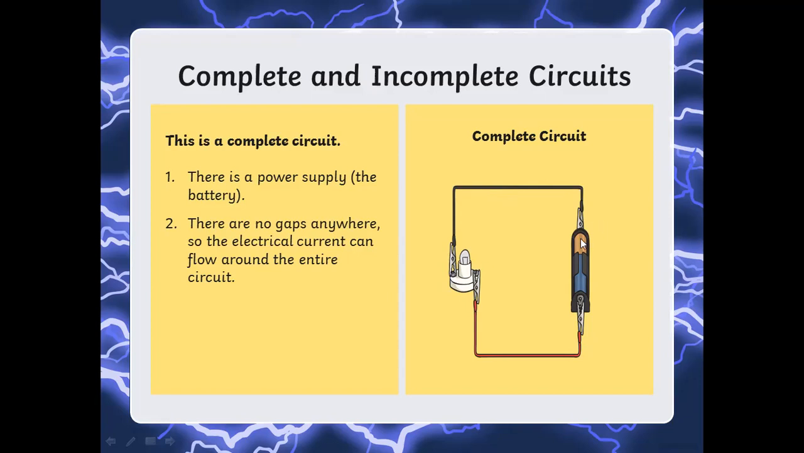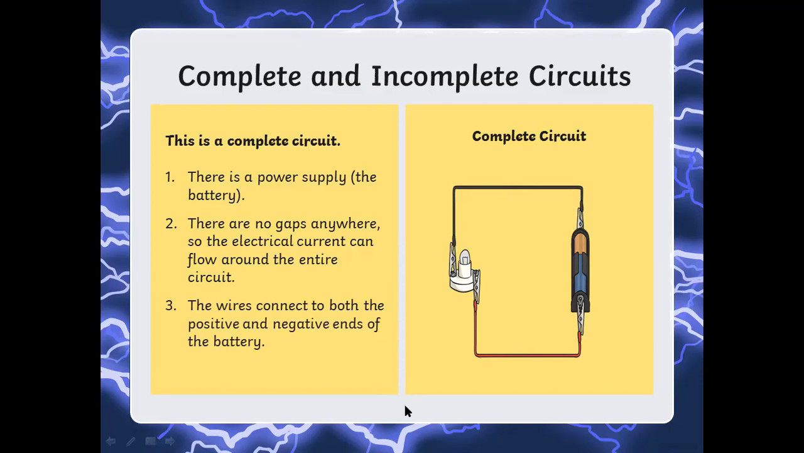So it can go from the battery round to the bulb, from the bulb back round to the battery in a complete circuit. The wires connect to both the positive and negative ends of the battery. So we have one wire at either end of our battery.